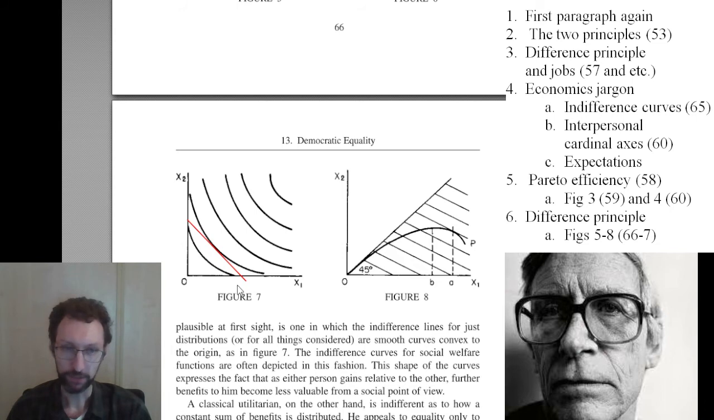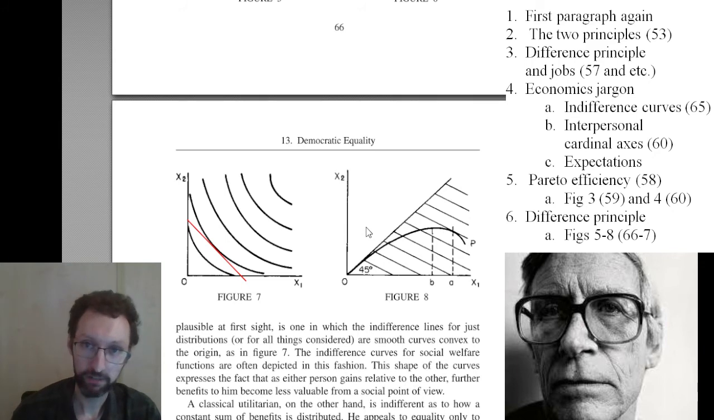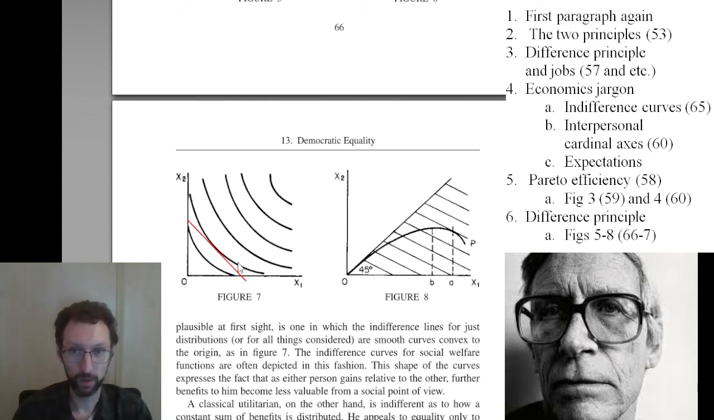So that's figure 7. Figure 8 is maybe the most confusing because Rawls says, I'm going to use figure 8 to talk about what the utilitarian wants to happen. To understand how utilitarianism works, we're going to start with this 45-degree line that I've drawn. But since for the utilitarian x1 and x2 are equally good, we don't care how it's split up, anywhere on this 45-degree line is fine.